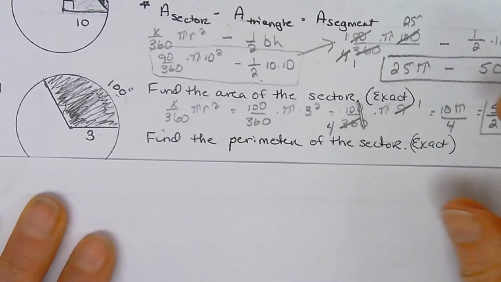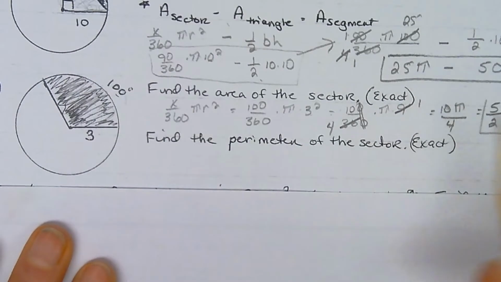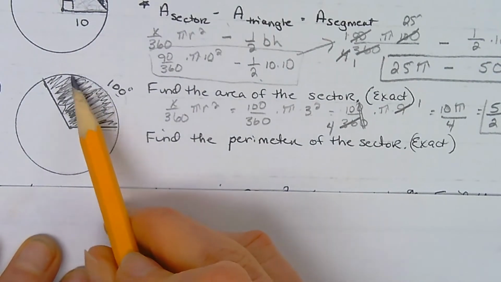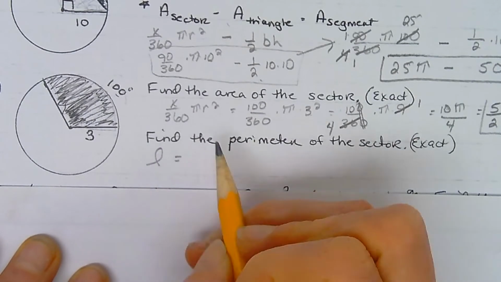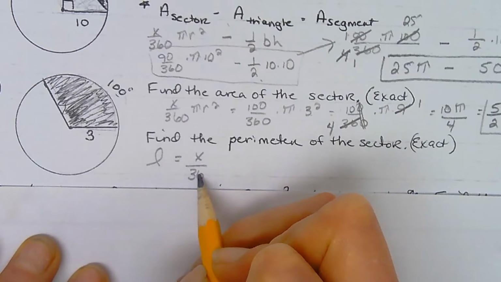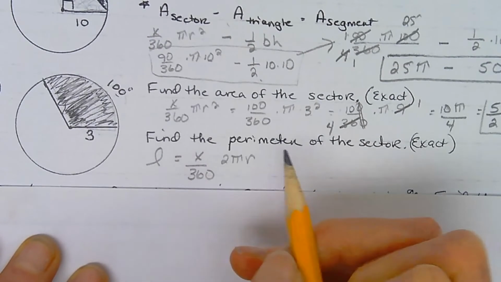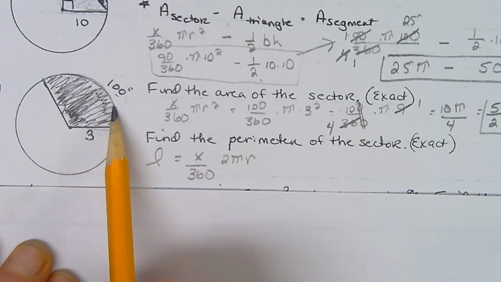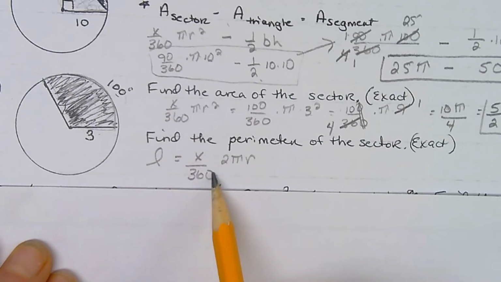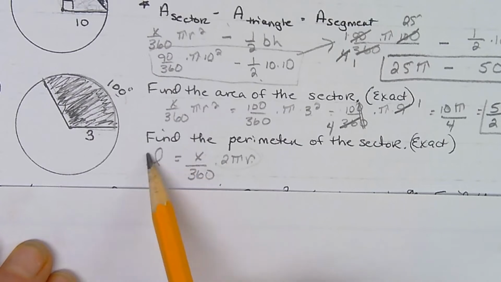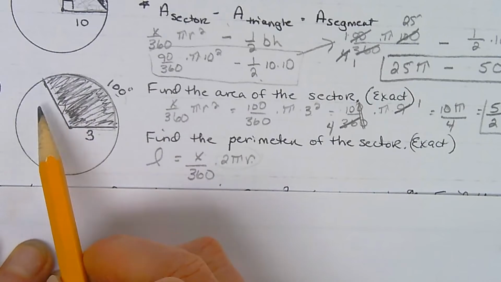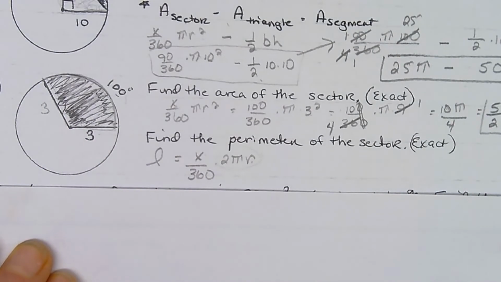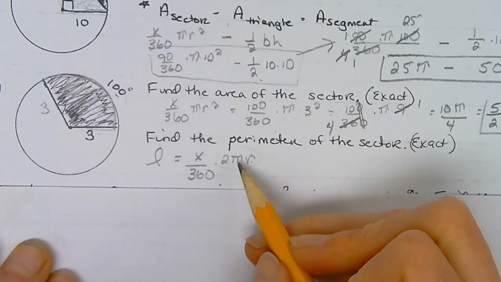The perimeter of the sector is going to be equal to the distance all the way around the sector. So the arc length is equal to x over 360 times 2 times pi times r. So we're going to find the arc length here of this arc using the formula x over 360 times 2 times pi times r, which is the circumference. And then once we find this arc length, we'll add it to 3 plus, and this is also 3. So let's find the arc length first.